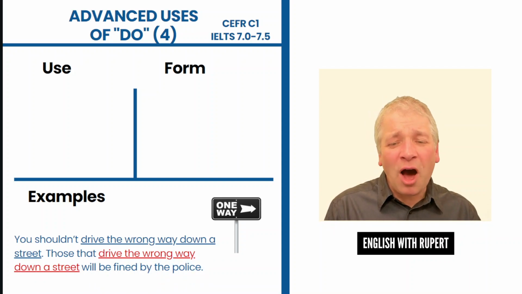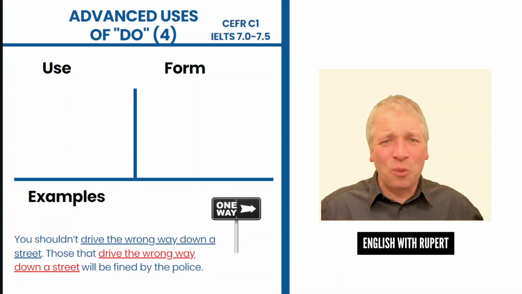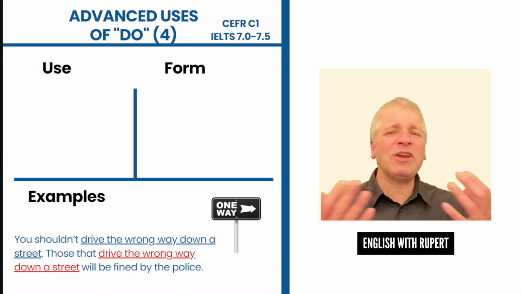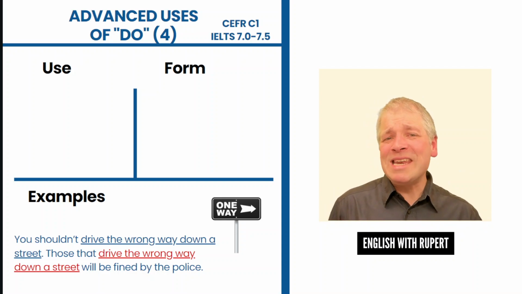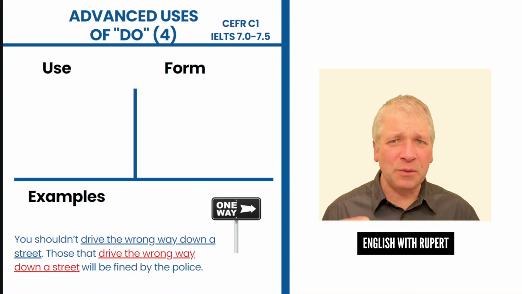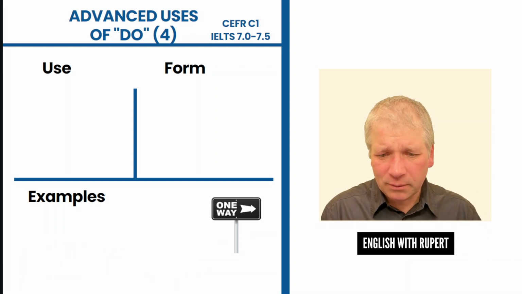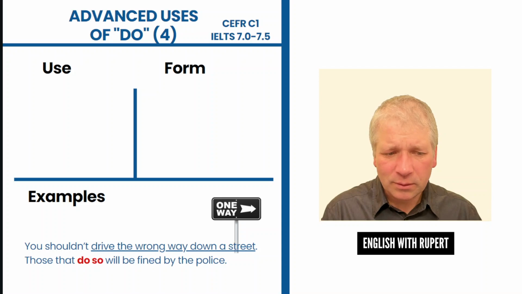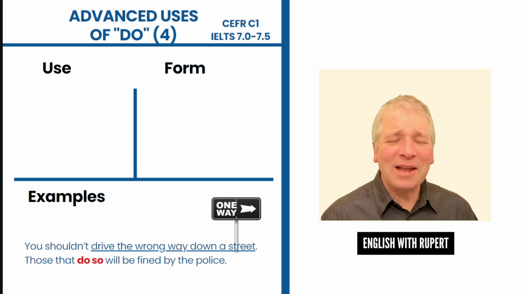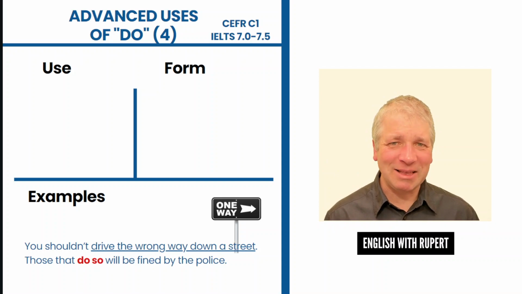Now, that seems a rather long sentence. We repeat a very long phrase twice. There's a lot of words involved, and it's not good for the progression of the sentence. So we need to find some words that make this shorter without losing the meaning. And this is what you can do. You shouldn't drive the wrong way down a street. Those that do so will be fined by the police.